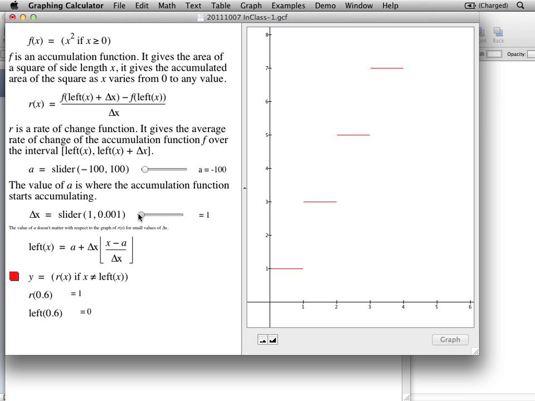I'm going to make delta x big again, all right? Now, watch what happens as I change A, and think about why that graph behaves like it does as I change the beginning of the accumulation. What's it doing? Nothing. Why not? Because delta x is 1, so it's not going to change that way, whereas if delta x is smaller, it would change. Yeah, in this particular case, that's right, Casey. Delta x is 1, and I'm changing A in increments of 1. So there will be a different number of delta x intervals from A to 0, but you'll always have a delta x interval starting at 0.